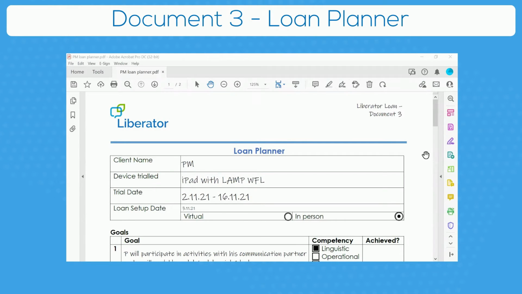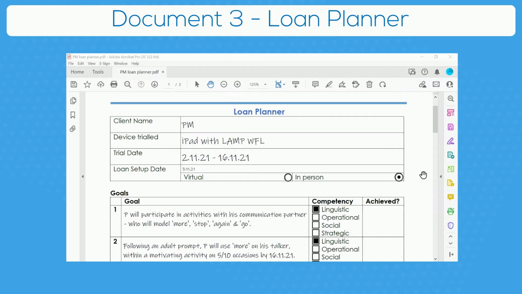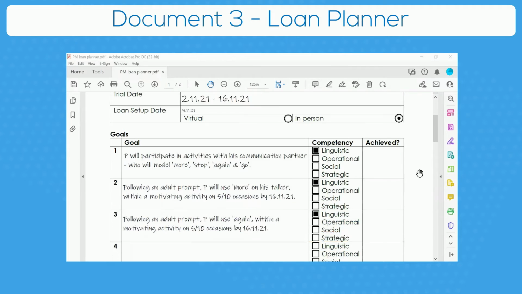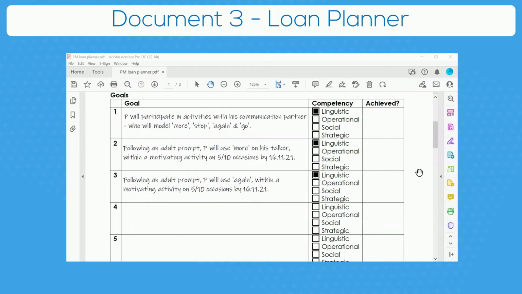So let's look at a completed loan planner form now. This form is for a young man called Patrick who's going to be trialling an iPad with LAMP Words for Life. He's trialling it for 2 weeks and the loan setup is on the second day of that trial and it's in person. 3 goals were set for the duration of the trial.